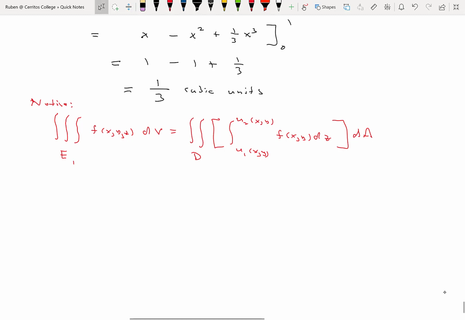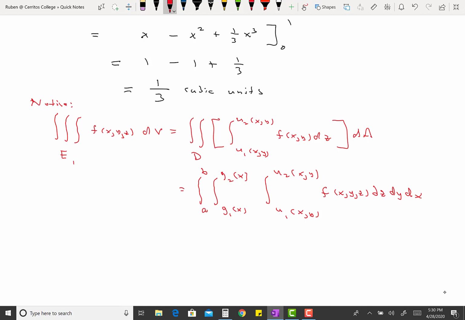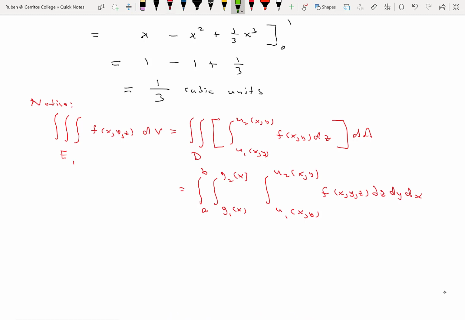And if we interpret the region D in the xy plane as a type Roman numeral 1 region, then Roman numeral 1 regions typically convert to a to b with respect to x, lower to upper with respect to y, these are g's, and then lower surface to upper surface, of the function f of x,y,z dz dy dx.